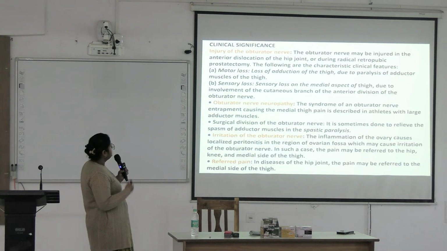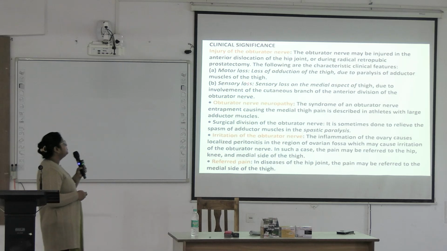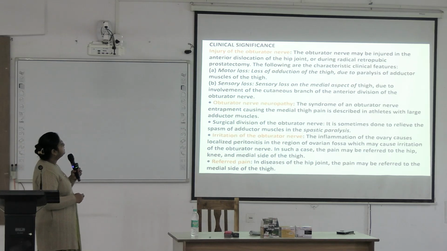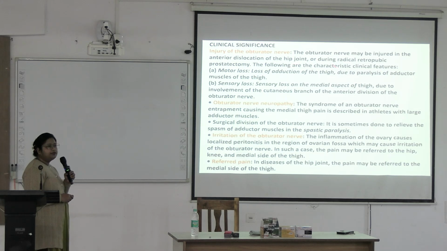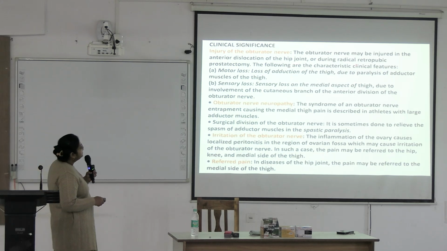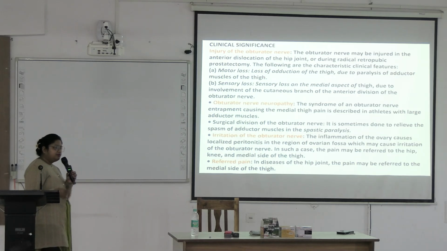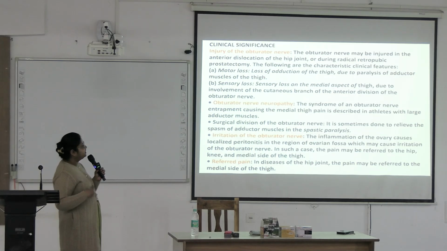These are the clinical significance. Injury of the obturator nerve. Obturator nerve may be injured in anterior dislocation of the hip joint or during radical retropubic prostatectomy. Okay, in case of prostate cancer or benign prostatic hypertrophy, prostatectomy has to be done. And the following are the characteristic features.